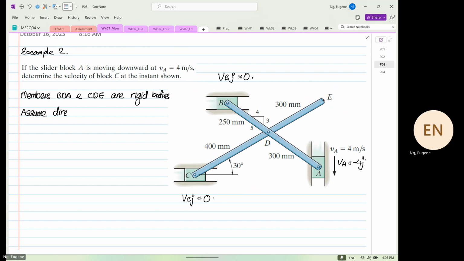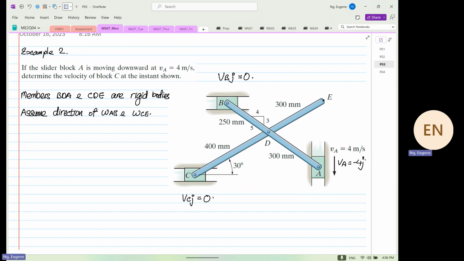directions of omega AB and omega CE. Okay. So I'm going to assume. So this is where you assume. Okay. So can you see what's going to happen?